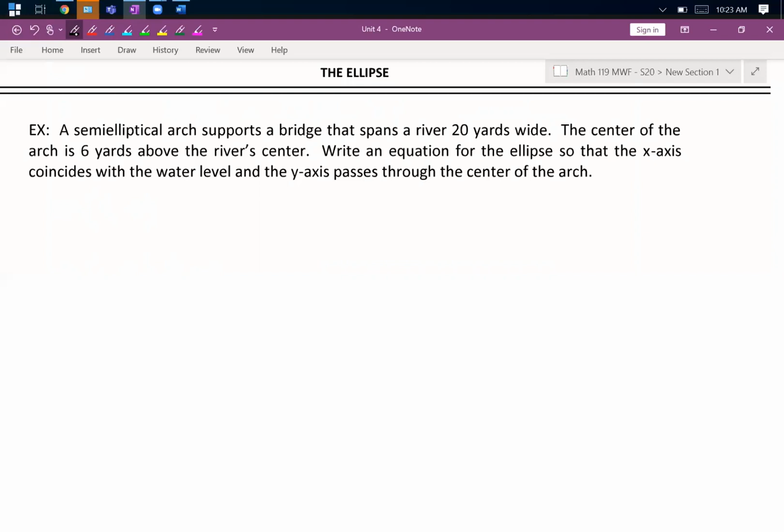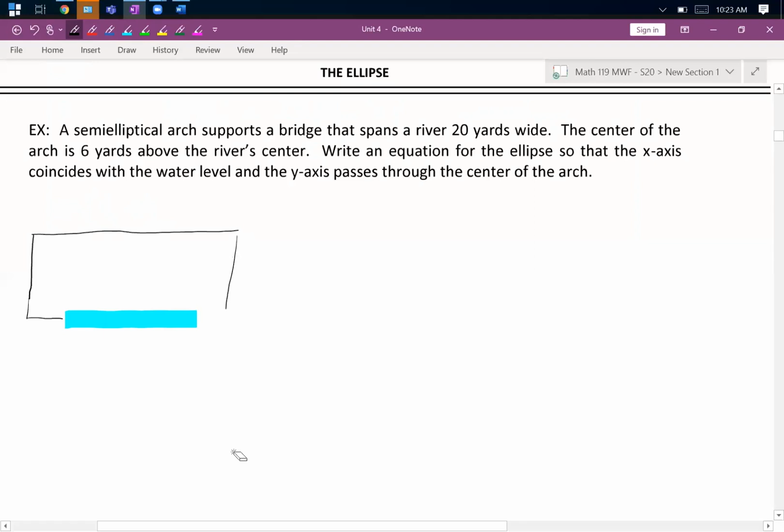All right, so a semi-elliptical arch supports a bridge. So it's one of those kinds of bridges where the semi-ellipse supports the bridge, not that the bridge itself is shaped like an ellipse.